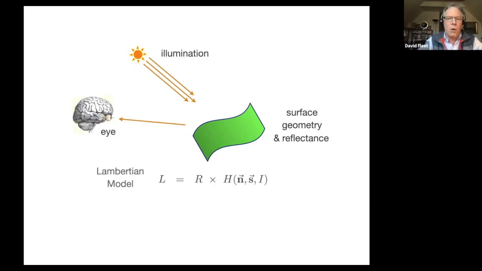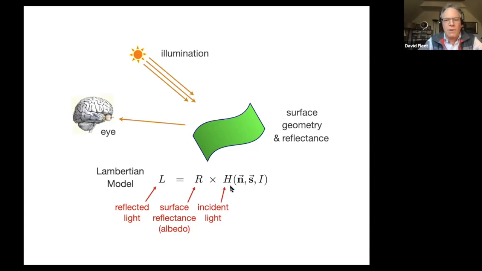But a very simple model for this process is called Lambertian reflectance, or Lambert's model. And that says that L, which is the light that you receive in your eye, can be thought of as a product of two terms. The first term, R, is the surface reflectance, or what's called the albedo. And that's the fraction of light that gets reflected to your eye from the light that actually is incident on the surface.